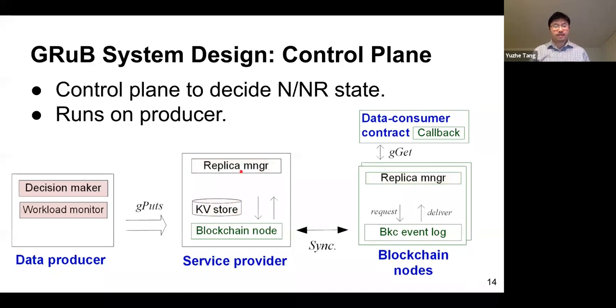The control plane makes a decision whether a data record should be replicated on the blockchain. And it runs on data producers. So the data producer first monitors the workload, and then based on the workload, it makes such a decision whether the data record should be replicated.